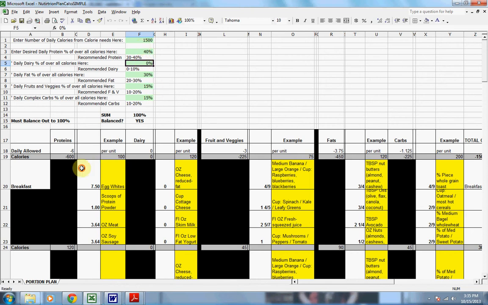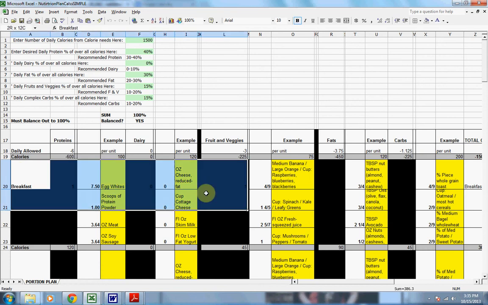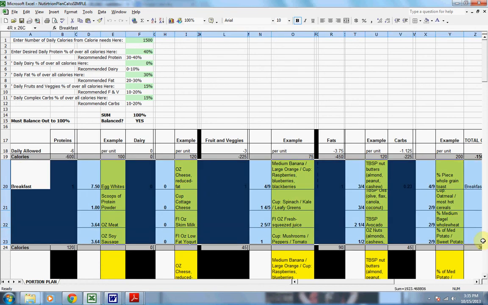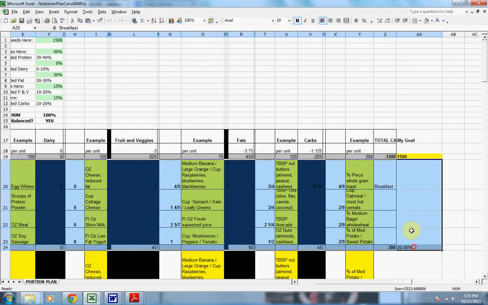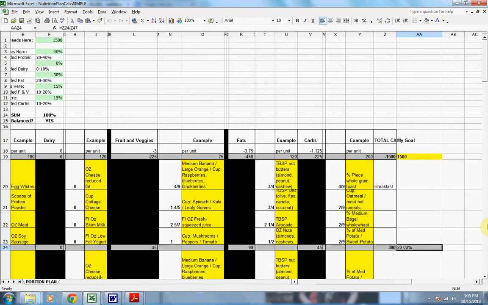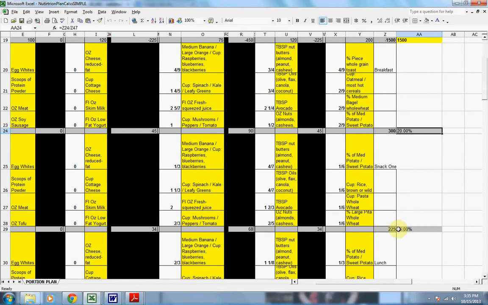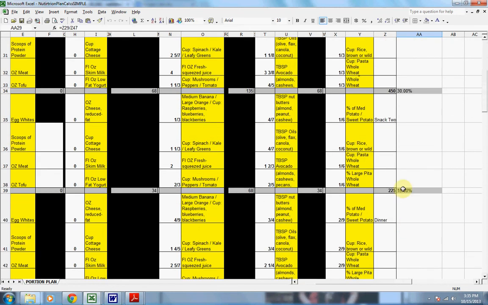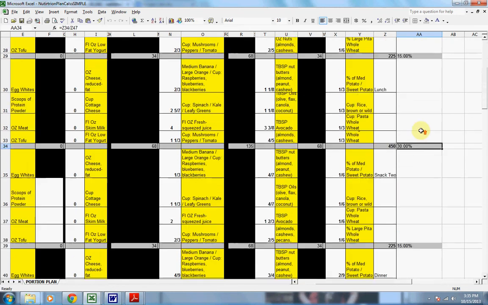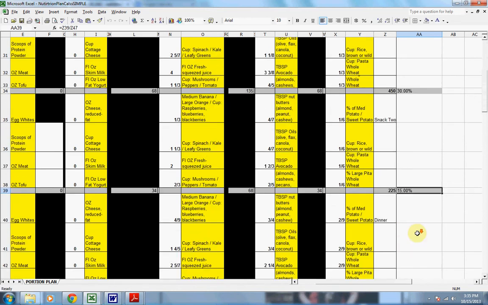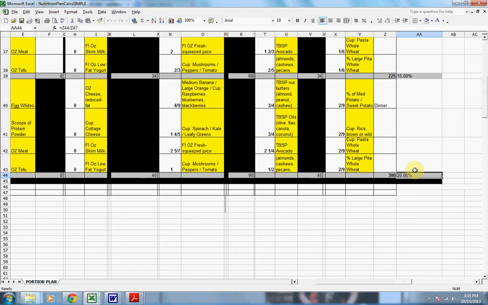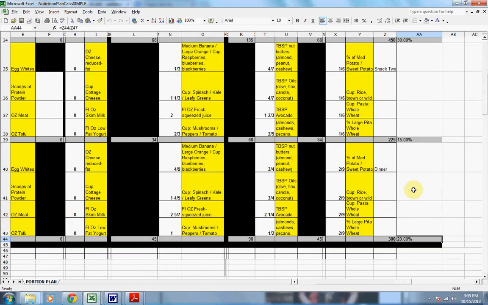So we're going to look at breakfast. This entire area right here is breakfast. So we're going to be getting 20% of our daily calories for breakfast. I'll go ahead and outline the rest of it. For our AM snack, 15% of our daily calories. For our lunch, 30% of our daily calories. And again, PM snack, 15% of our daily calories. And our dinner is going to be 20% of our daily calories.